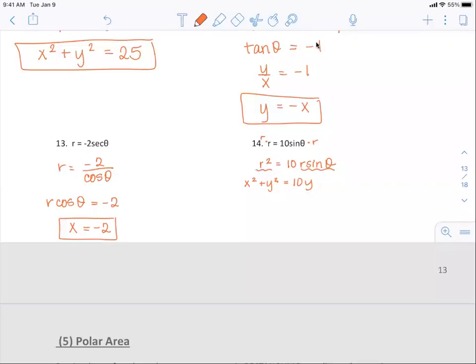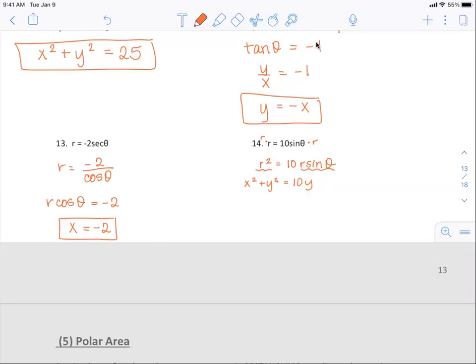All right, so for number 13, hopefully you got x equals -2. When we rewrite this in terms of cosine, then we can multiply by cosine on both sides, which gets us the r cosine theta. Now on number 14, if you got to x squared plus y squared equals 10y, and again, multiplying by r on both sides gets us the r squared on the left and the r sine theta on the right, which is what we needed more than the sine squared.